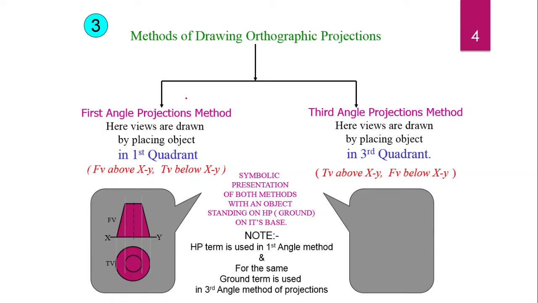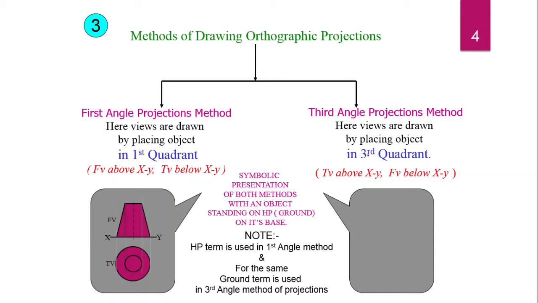There are two methods of drawing orthographic projections: the first angle projection method and the third angle projection method. In first angle projection, the front view is always above the XY line, and the top view is always below the XY line. Actually, this is the front view and top view of a frustum having its axis perpendicular to HP, and we can represent this as first angle projection.